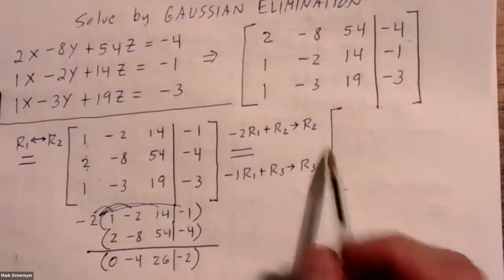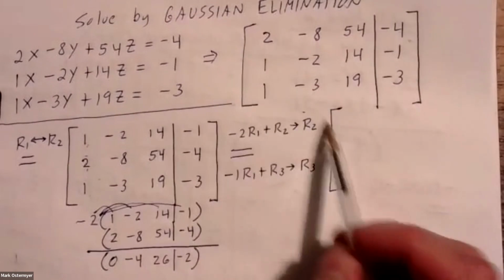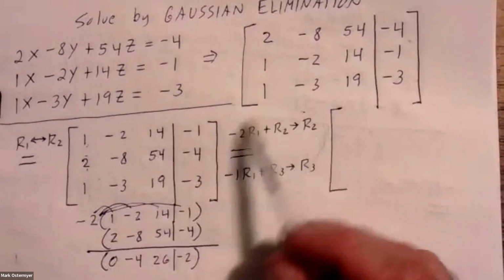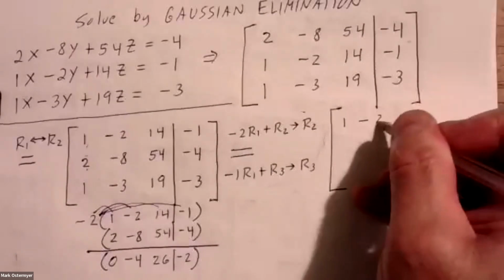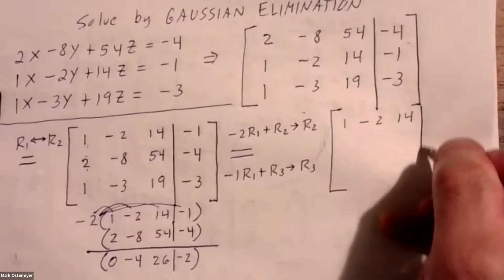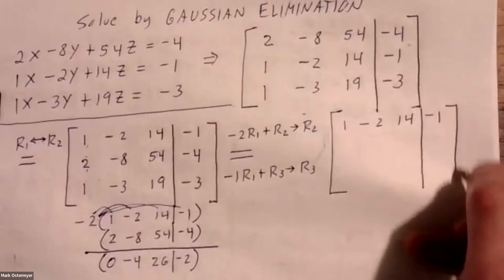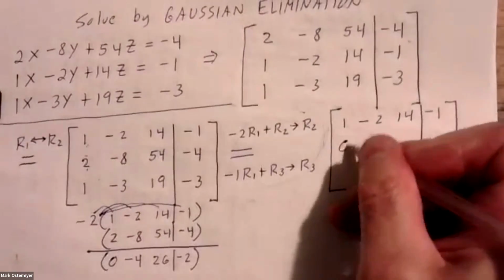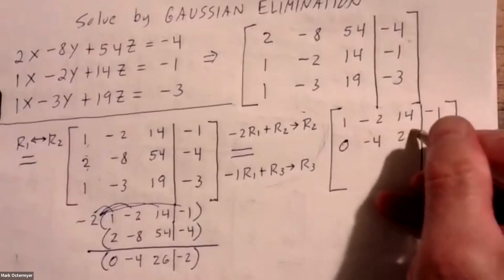Let's pencil row 2 in. Notice what row am I not changing here? What row is not being changed? 1. We're using 1 to clear out the rest of column 1. We're not changing row 1. Okay, so my new row 2 becomes this guy right here.